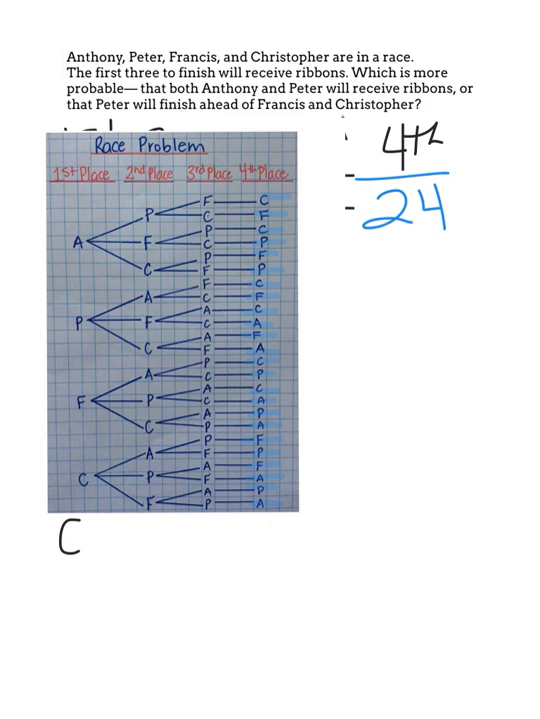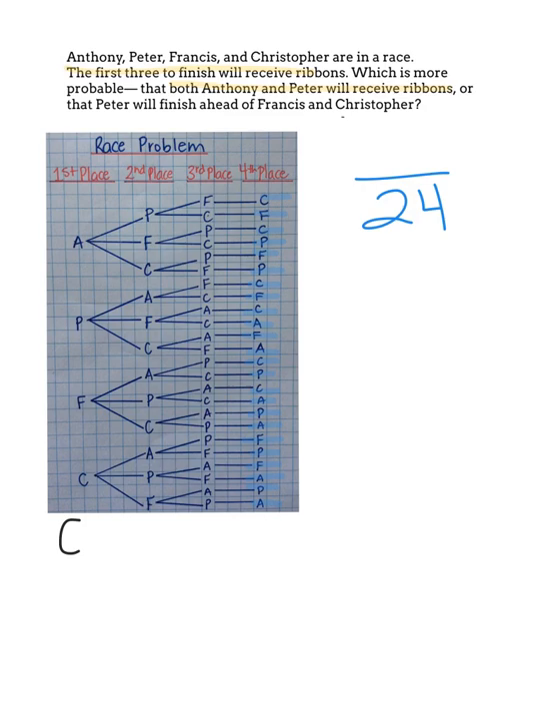Now what we're going to do is we're going to look at the two situations that we're going to compare. So it says, which is more probable? Both Anthony and Francis will receive ribbons. So both Anthony and Francis receiving ribbons, and it tells me that only the first three get ribbons. So I need to take a look at my tree diagram, and I need to look at which branches represent Anthony and Peter getting ribbons. So let's take a look.